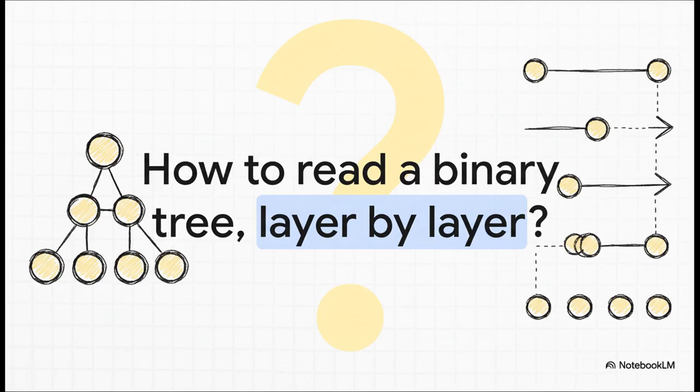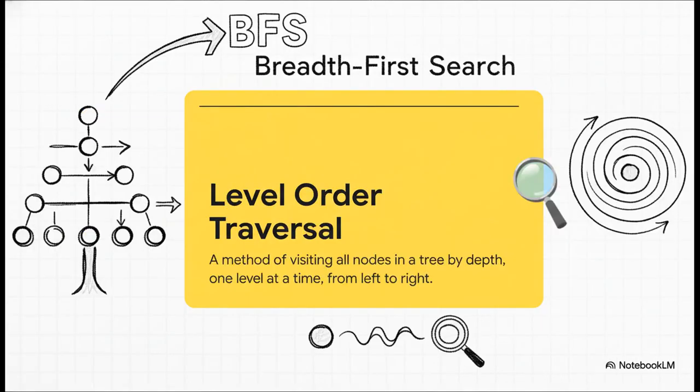Now, what if I asked you to read every single node in that tree, but in a very specific way, kind of like reading a book? You start at the top, read that whole line from left to right, then move down to the next line, and the next, all the way to the very last page. That's the challenge we're going to solve. And this method has a name, of course, level order traversal.